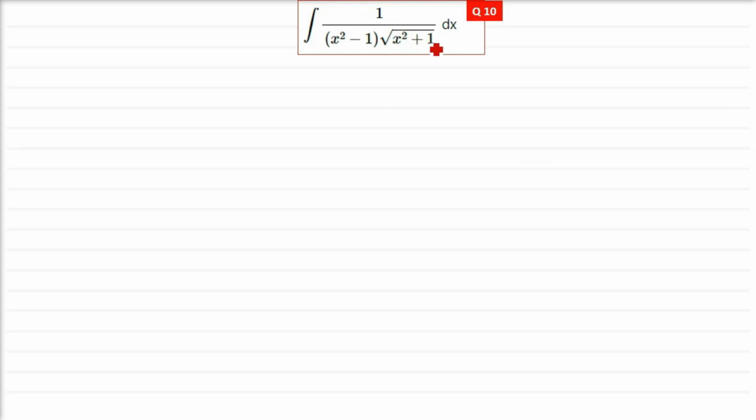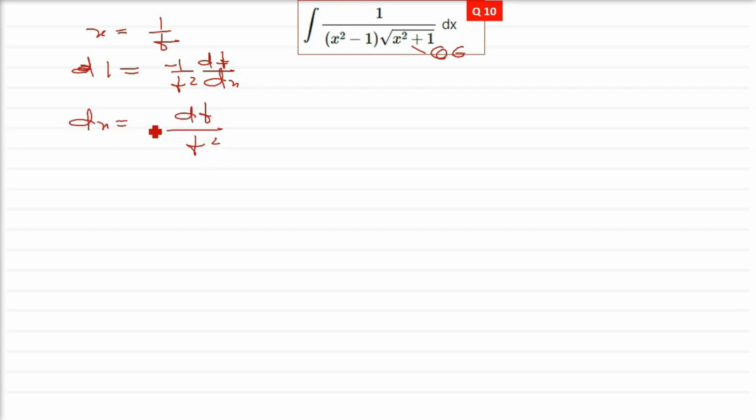1 by x square minus 1 under root x square plus 1. Now we have a quadratic expression. So would you like to take this under root x square plus 1 as some t, or rather take x equals 1 by t? This x equals 1 by t will be somewhat easier. When you differentiate both sides, 1 will be equal to negative 1 by t square dt by dx. So dx you are going to get is dt divided by t square with a negative sign.